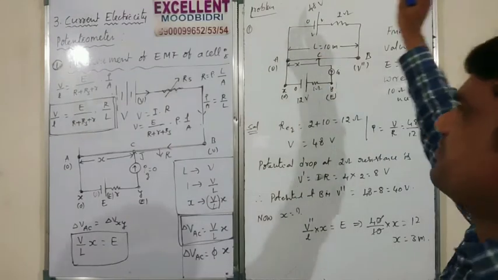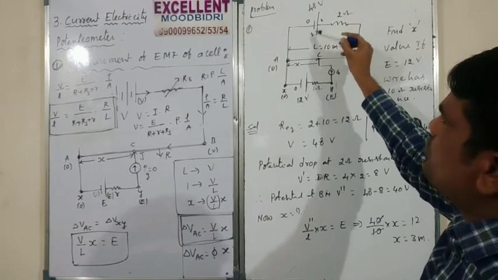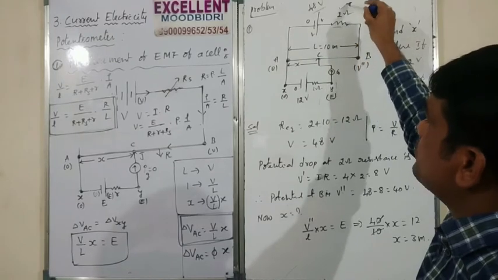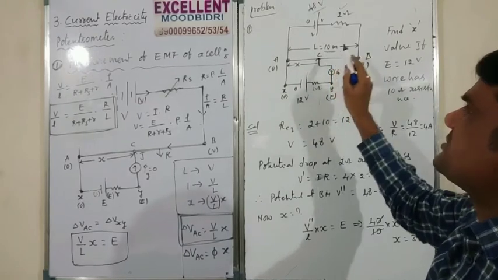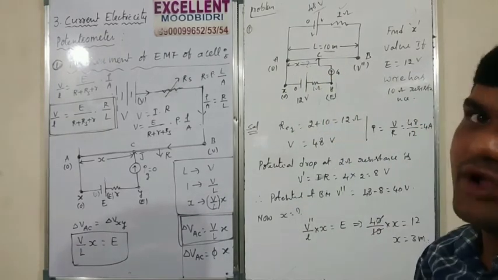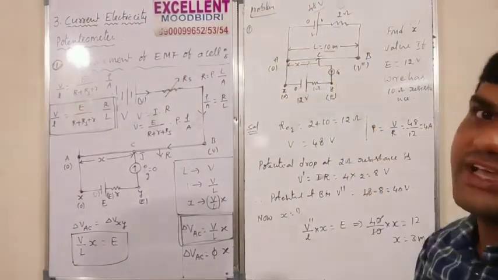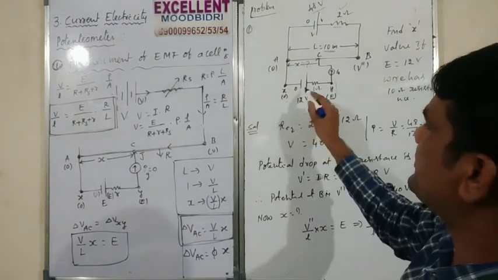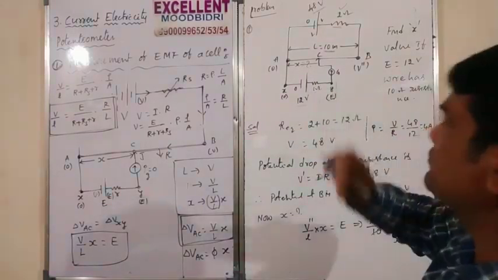Okay. So problem number 1. I have given it there. Here the potential V is equal to 48 volt. The resistance is equal to 2 ohms. And the length of the potentiometer wire is equal to 10 meters. And balancing length is equal to what? Balancing length, null point, shows 0 deflection. So from here to here is X. How much is the balancing length? And here EMF of a cell is 12 volt. Internal resistance is 1 ohm.